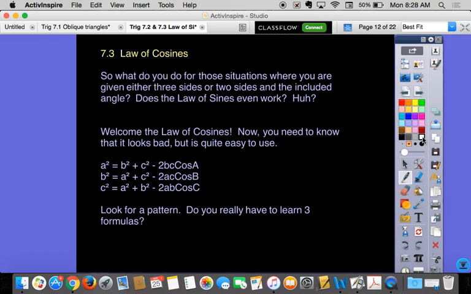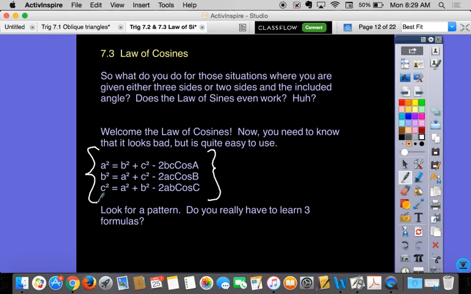There's two things you can do with it. You can solve for a side, and you can solve for an angle. But the first thing you need to do is put the law of cosines to memory. If you wanted to make it seem harder than it really is, you could think of it as three different versions. So these three things need to be in your memory.